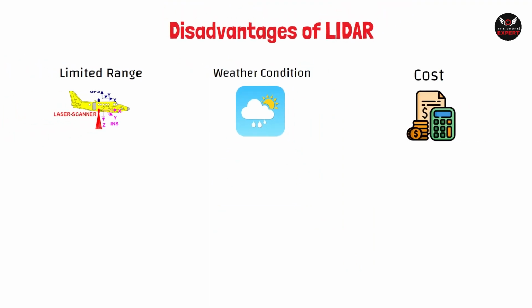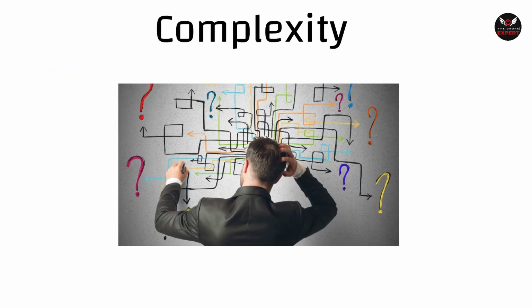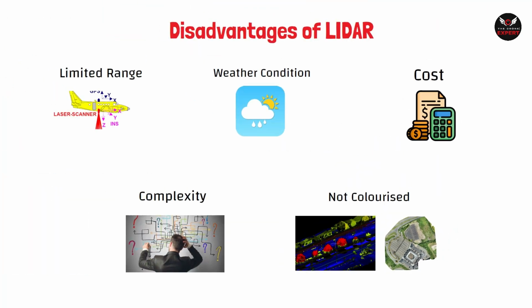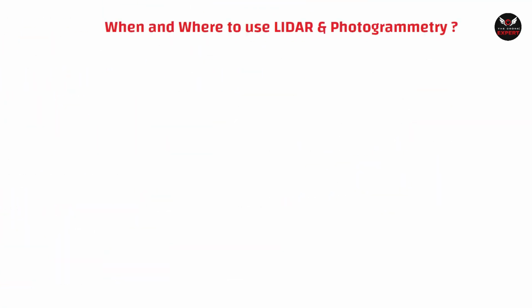LiDAR data is not colorized like orthomosaic maps. Objects are identified based on the shape of the point cloud. Now, let's discuss the difference between LiDAR and photogrammetry. We will also explore some examples to understand when to use LiDAR or photogrammetry.